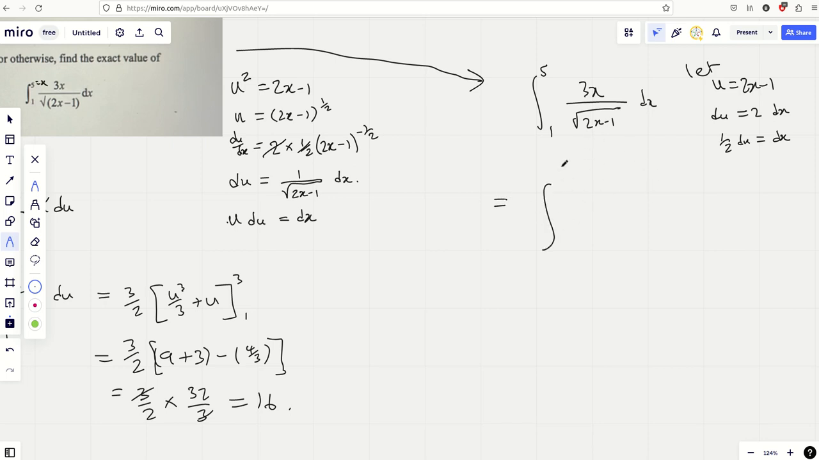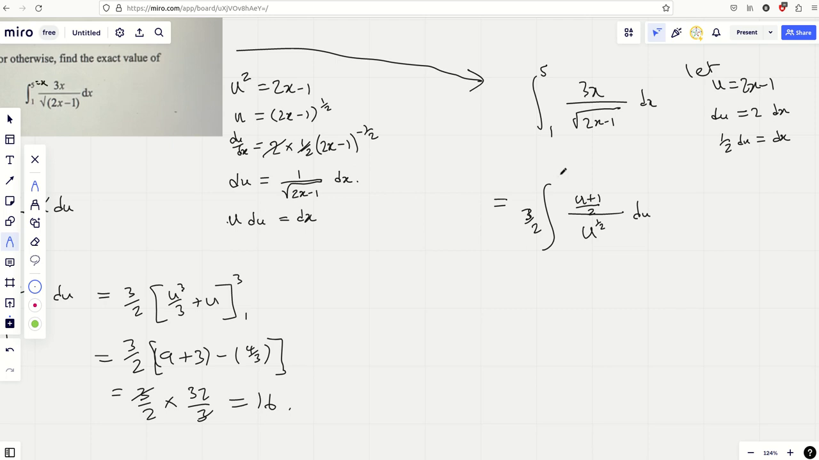It's going to give me, okay, on the bottom, I've got the u to the power of a half. Dx is going to become a half du. But 3, I'm going to chuck straight outside. And then I've just got x on the top to deal with. Well, x is u plus 1 over 2. But I can take that half outside, making it u plus 1 over 4.